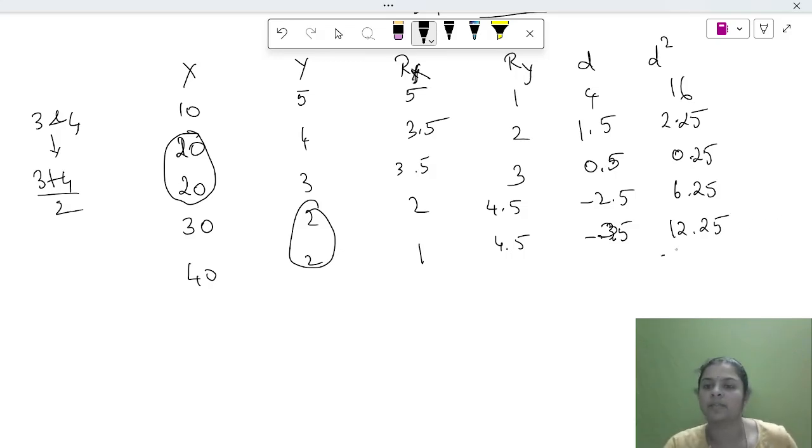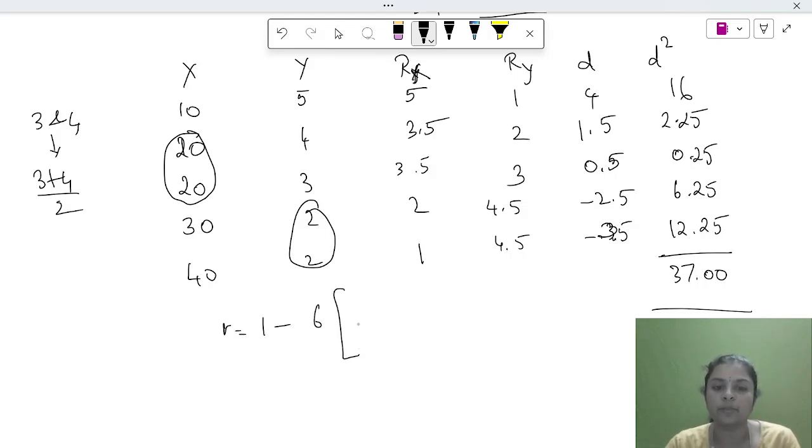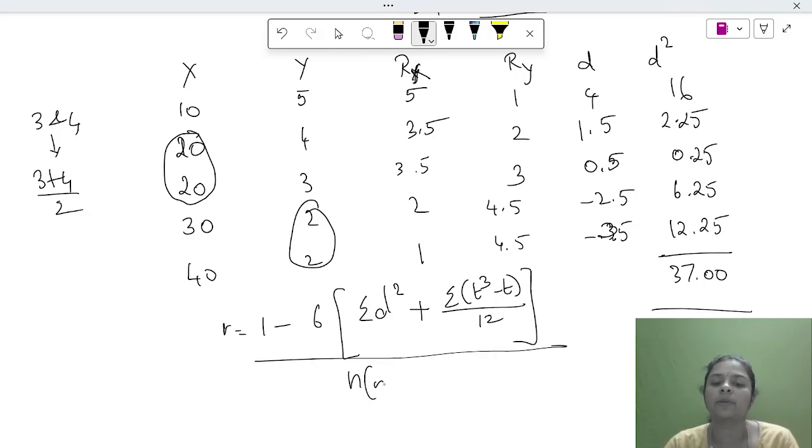Okay, take the total. 37. Okay, so let's confirm, 37. Now, we have a small adjustment in the formula, which is 1 minus 6 into sigma d square plus sigma t cube minus t divided by 12, the whole divided by n into n square minus 1.